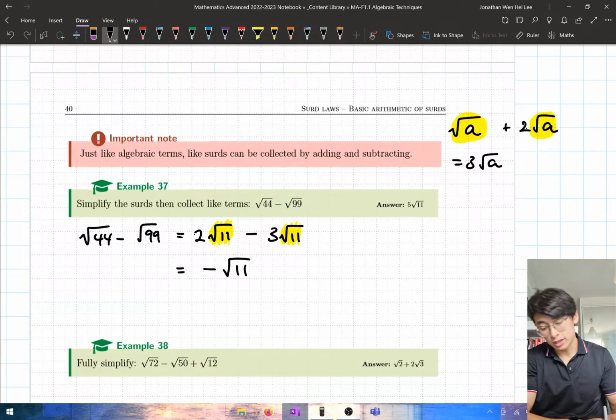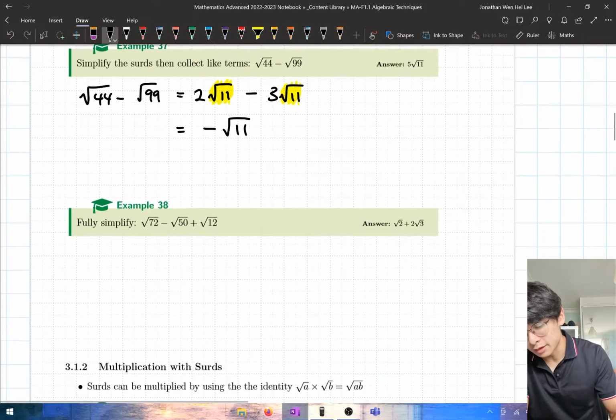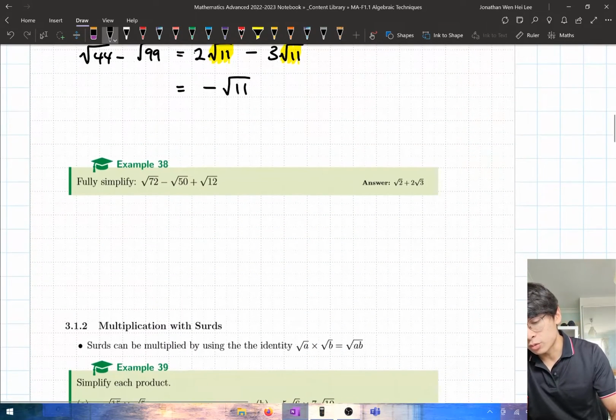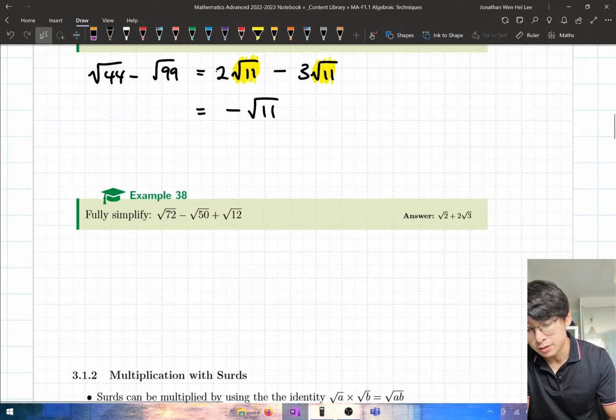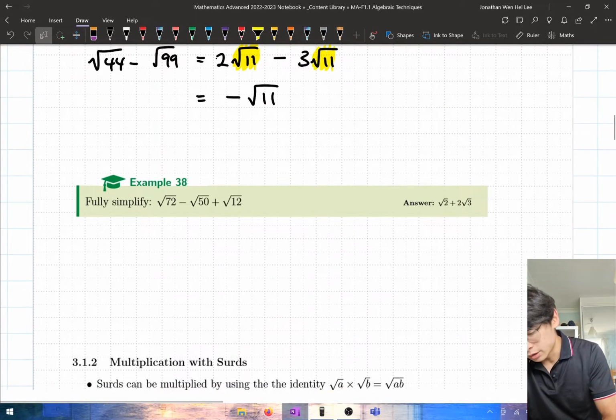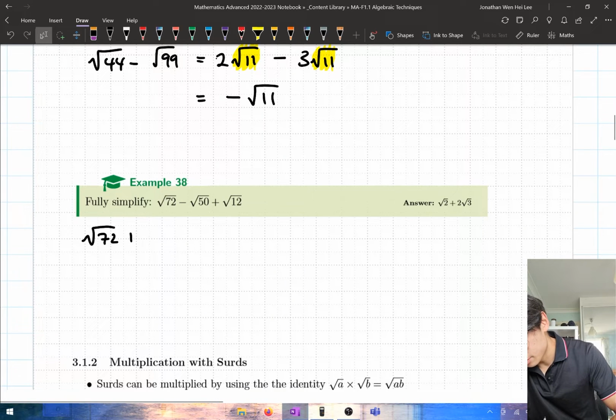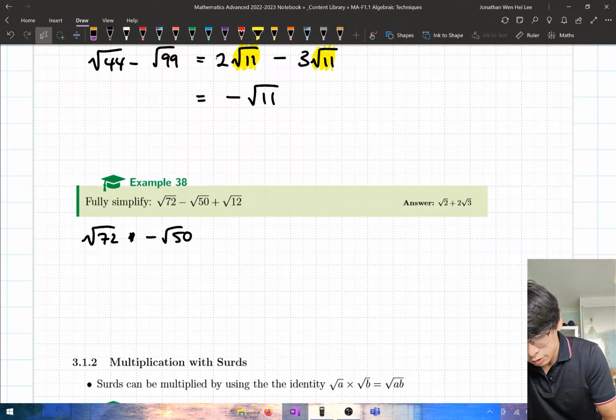Okay, let's have a look at the next example. Example under here, fully simplify. We've got square root 72 minus square root 50 plus square root 12. Okay, so let's go through this example. Square root 72. Come on, erase. This isn't erasing, that's a bit annoying. It's okay. Minus square root 50 plus square root 12.